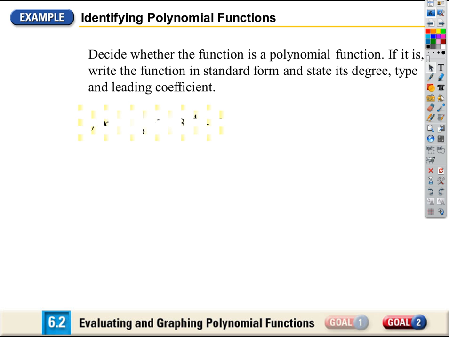So you tell me, is that a polynomial? Does it meet all the requirements? Yeah, looks good. All the coefficients are real numbers. All the exponents are whole numbers. Is it written in standard form? No. What would I have to do? Yeah, I have to put the x to the 4th term first. Okay. So it is a polynomial.